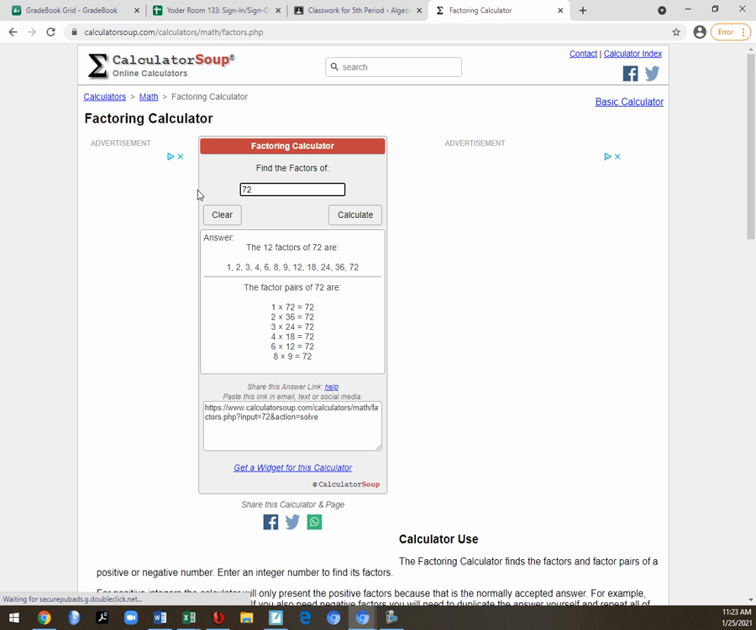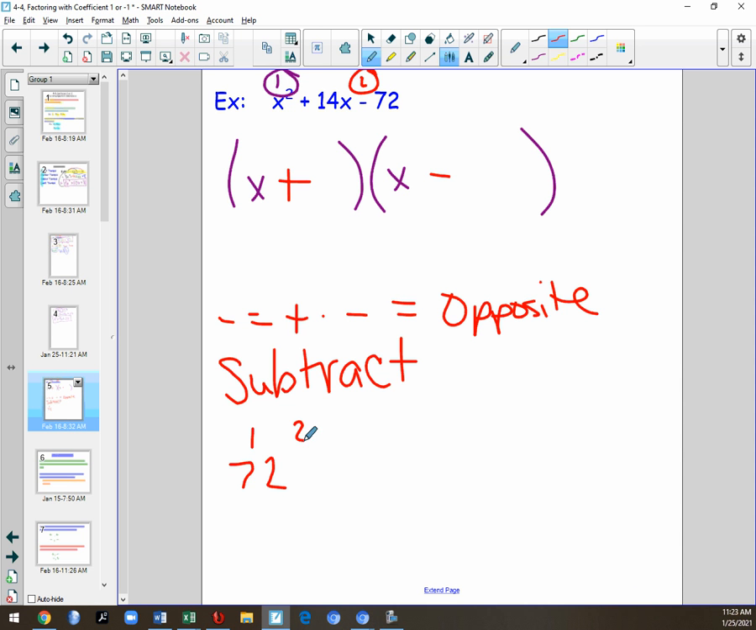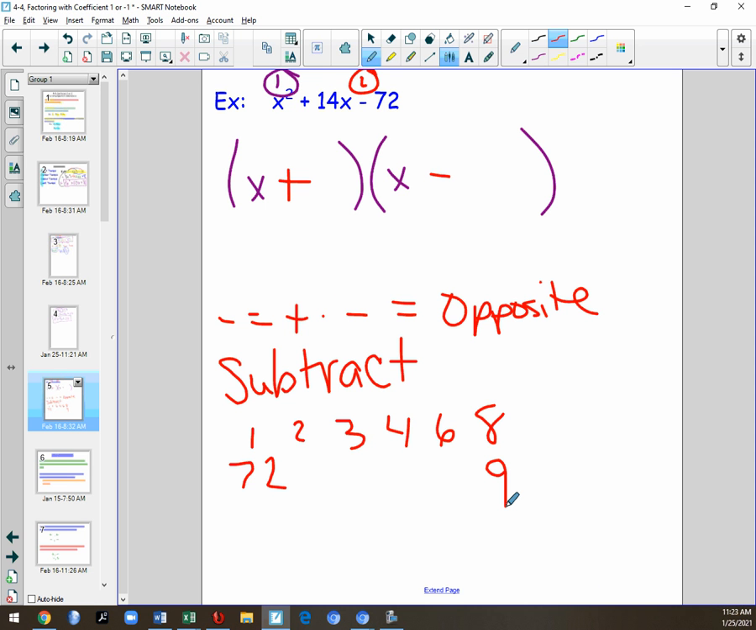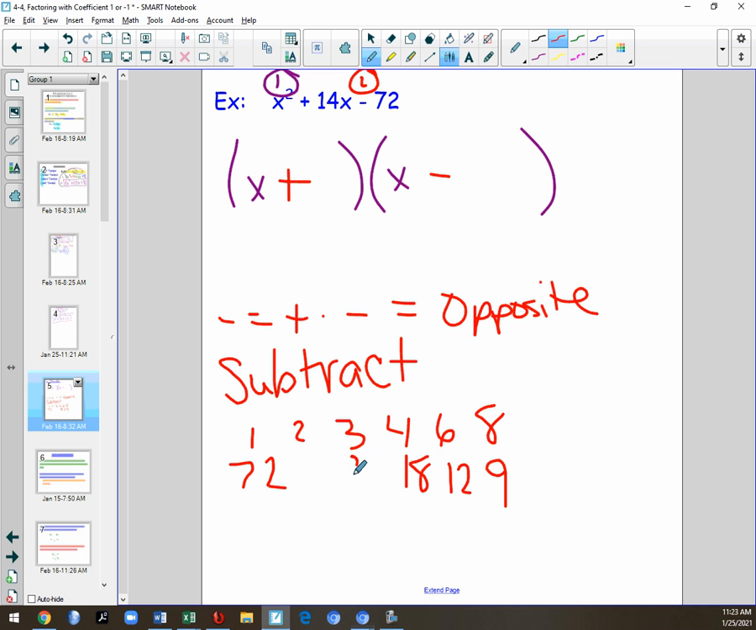Now remember, I have 1, 2, 3, 4, 6, 8, and 9. 9 goes there. So then it's going to be 9, 12, 18, 24 and 36.